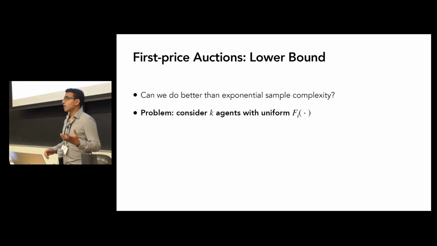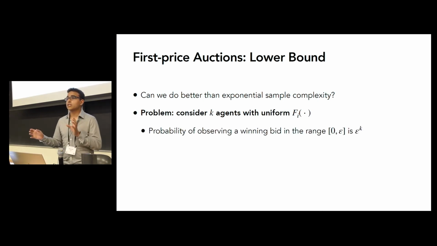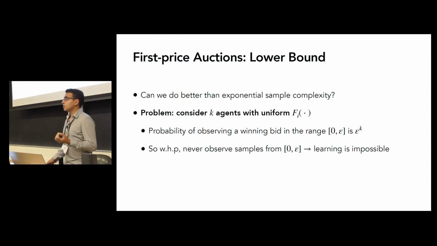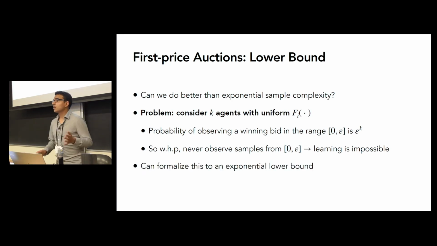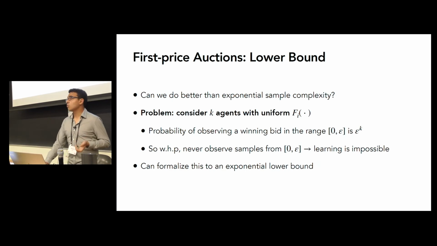If you just think about the case where every single agent bids according to the uniform distribution over the interval, and then we think about the interval 0 to epsilon, and trying to estimate bid distributions over that interval, we're going to observe winning bids in that interval with probability epsilon to the k. So with vanishingly small probability. And so if we're not willing to observe an exponential number of samples from the auction, we're just never going to observe anything in the interval 0 to epsilon, and we won't be able to do anything. And so we can take this intuition and turn it into an actual lower bound, but the point is that we can't really hope to do any better than this.